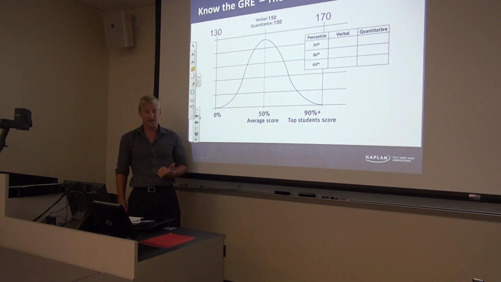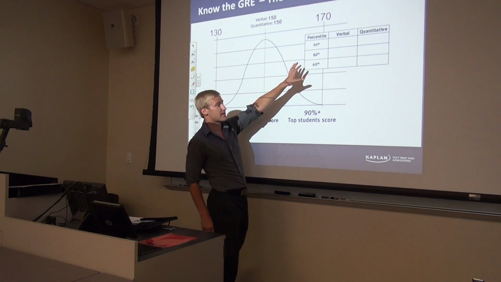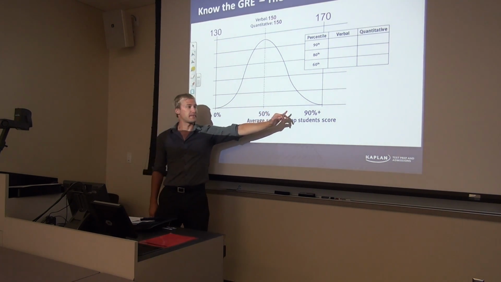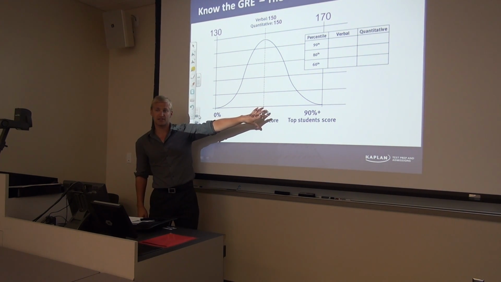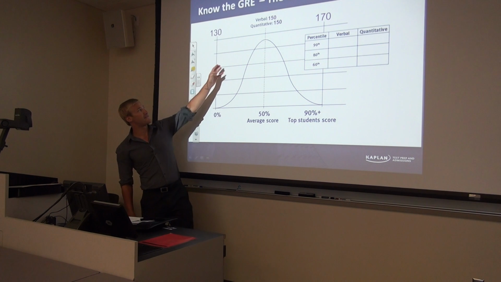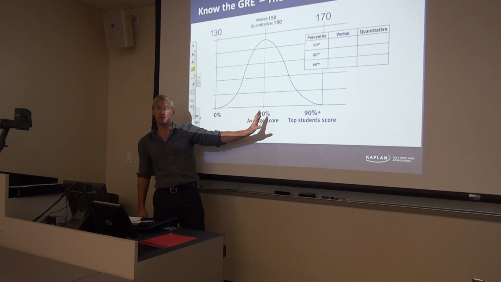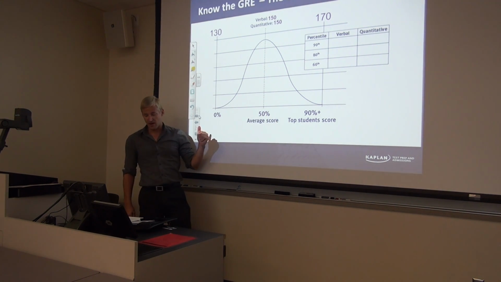I say that because your GRE is scored. It's scored from a 130 to a 170, so you do get a number score, but you also get a percentile score, meaning that you're going to see whatever your score is for each section. So if you get a 150 in each section, you're going to be in the 50th percentile, meaning half the people who took the test did better than you, and half the people did worse.